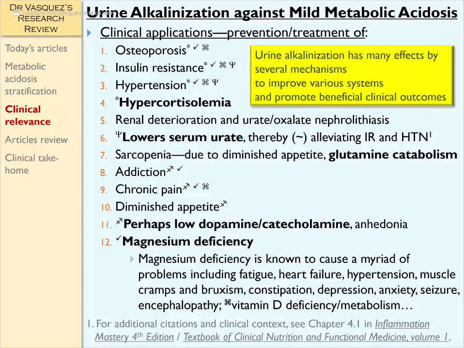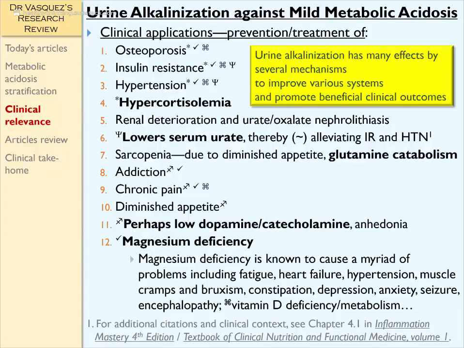The first section of that book was also published in a separate volume called Textbook of Clinical Nutrition and Functional Medicine, in that case, volume number 1. But again, the take-home message here, if you look at the 12 different items that I've listed here, is that urine alkalinization has many effects by several mechanisms to improve various systems and promote beneficial clinical outcomes. And I'm sure you'll agree that this is relevant to a lot of conditions that we see routinely, if not daily, in clinical practice.